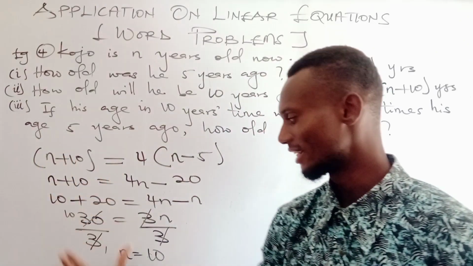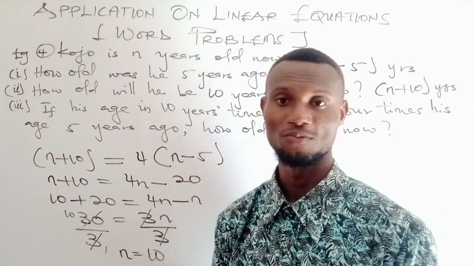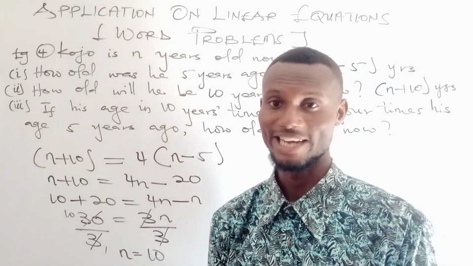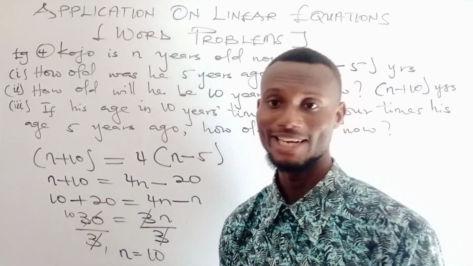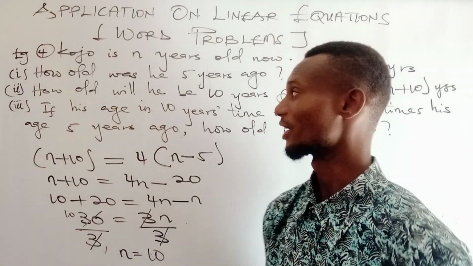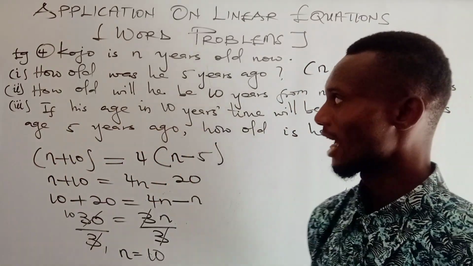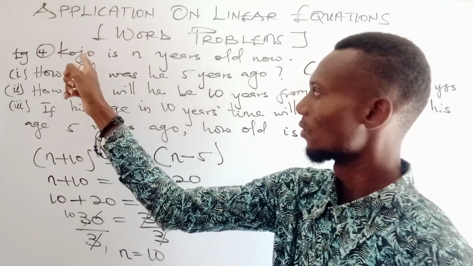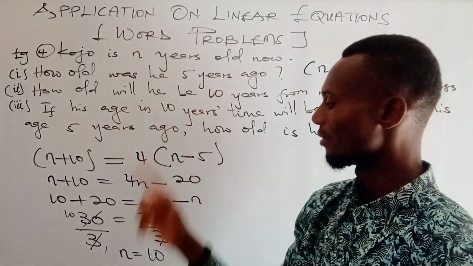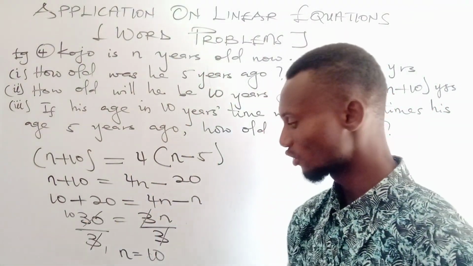So this is just a linear equation we need to solve for, and I've taught you how to solve linear equation. Okay, so we just apply that knowledge to solve for this. Okay, so now it says, how old is he now? What's his age now? Kojo is n years old now, and we found the value of n. N is equal to 10.